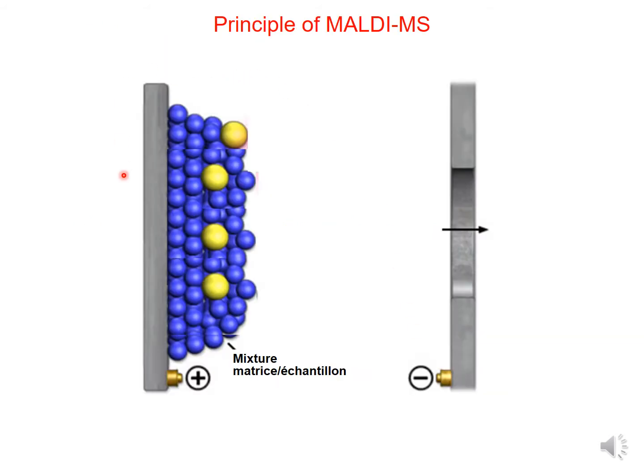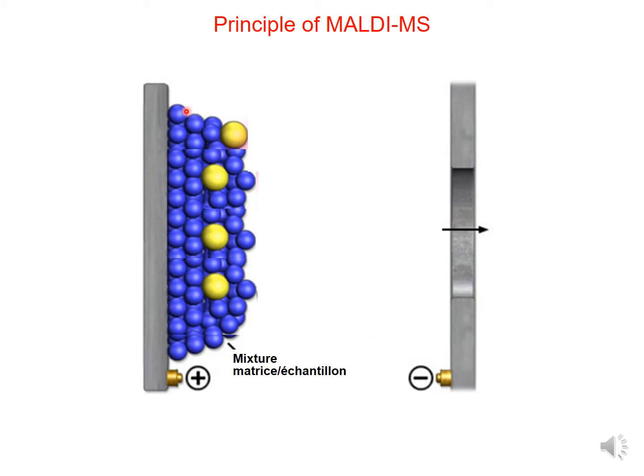So how does it work? Here you have the representation of the MALDI-MS. You have here a plate related to the cathode, and here a plate related to the anode. You have on this plate the mixture of a matrix and the sample. Here in blue is the matrix, which is a compound that absorbs the wavelength of a laser. And in yellow you have your compound, and you see that there is a lot of matrix for a small quantity of compound.